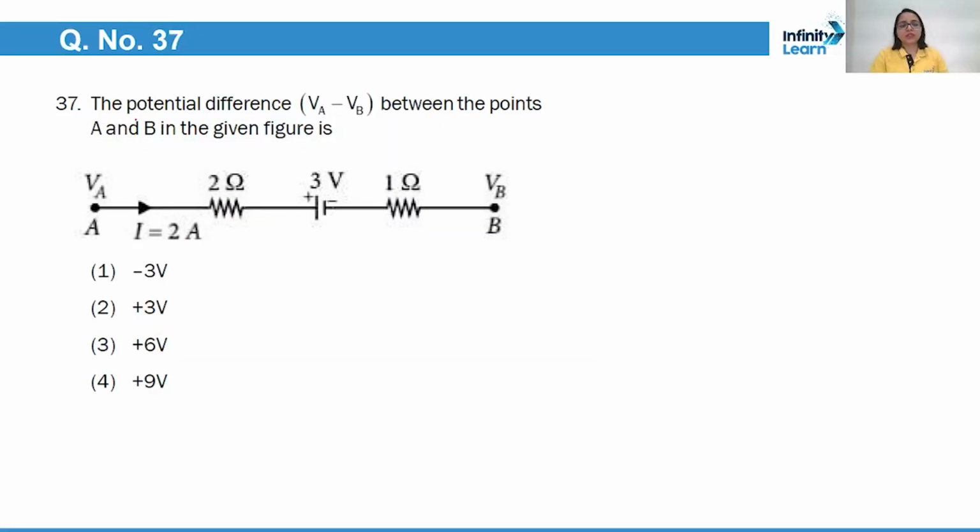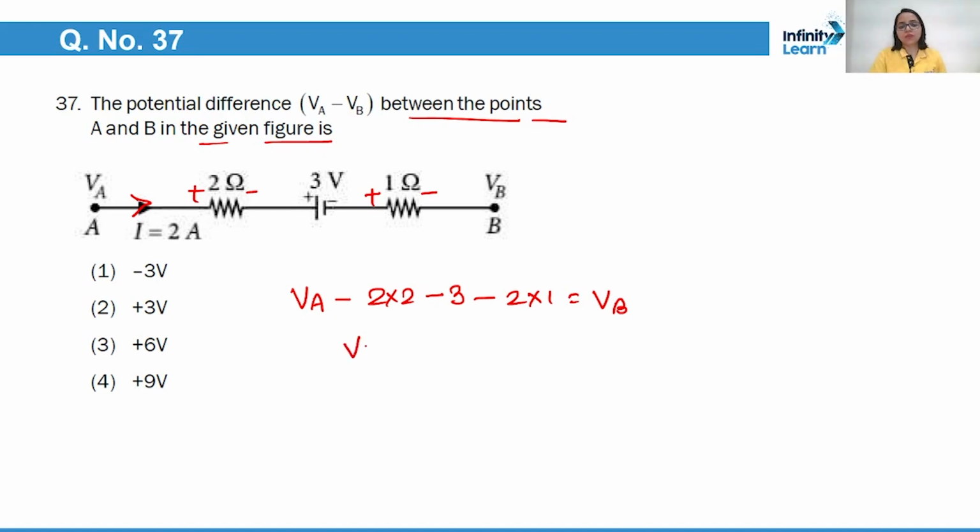Next is question number 37. The potential difference VA minus VB between the points A and B in the given figure is. This is the direction of flow of current. So this is positive, negative, positive, negative. Let's start from A. So it is VA minus 2 into 2 minus 3 minus 2 into 1 equals VB. So VA minus VB will be 9 volt. So the correct answer is option 4.